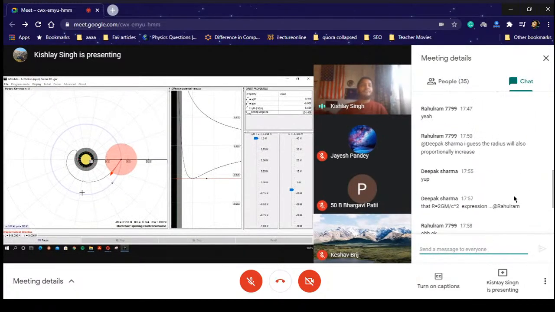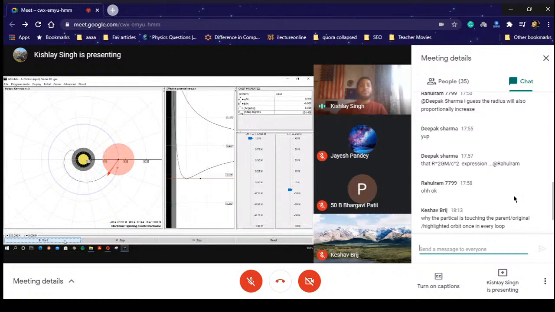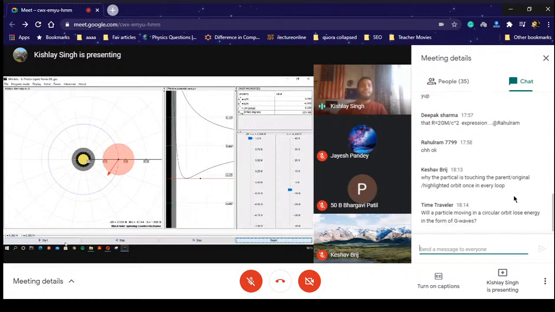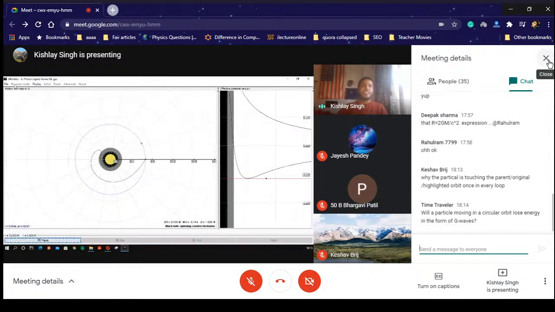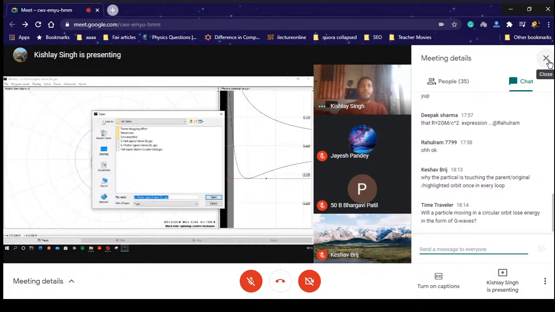I mean, in what life would you have seen light performing a U-turn? It is just general relativity in which we are able to see this. Exactly right. Okay.